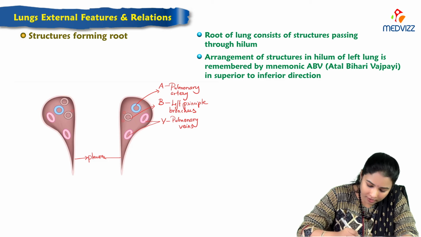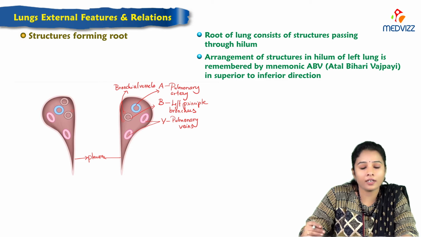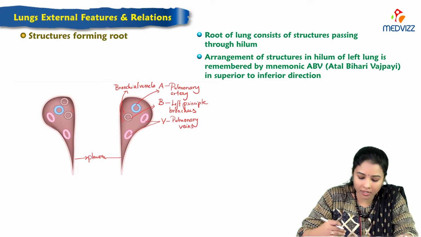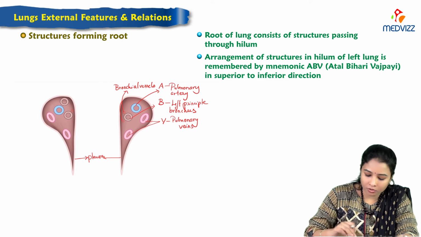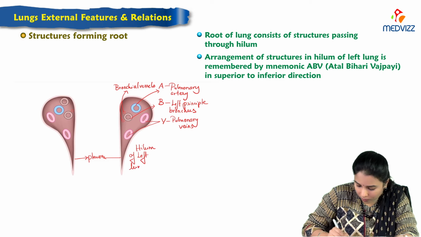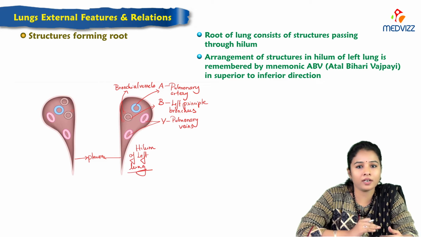Apart from this, we can see some bronchial vessels also. The bronchial nerve plexus, the lymphatic plexus and lymph nodes are also present in the hilar area. So this is the hilum of the left lung. Let's see the hilum of the right lung.